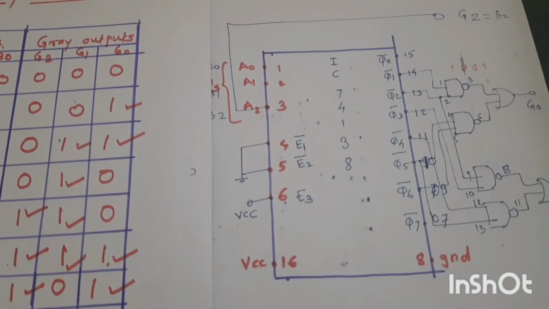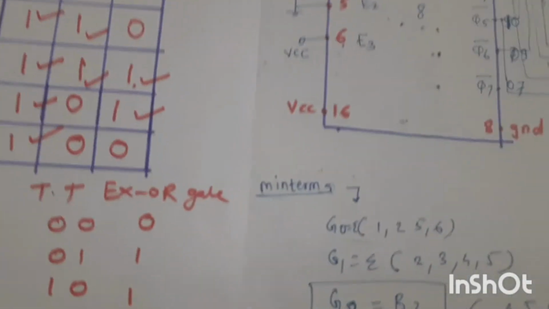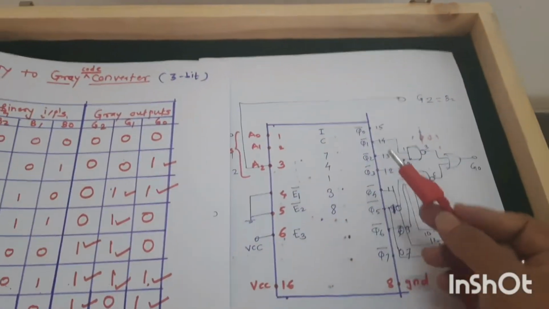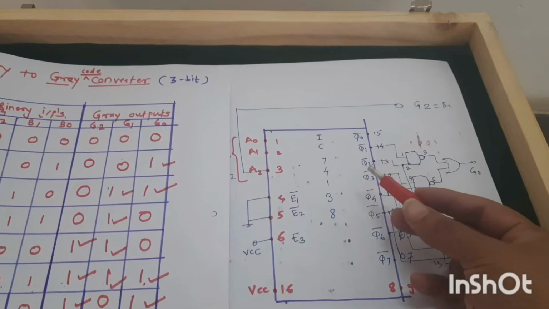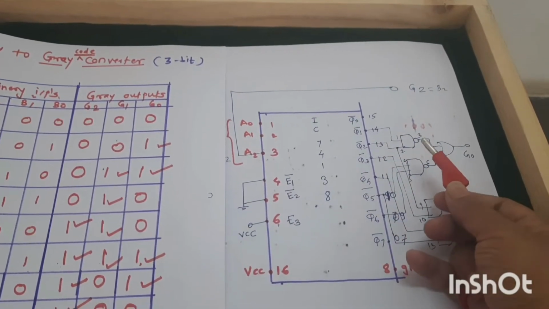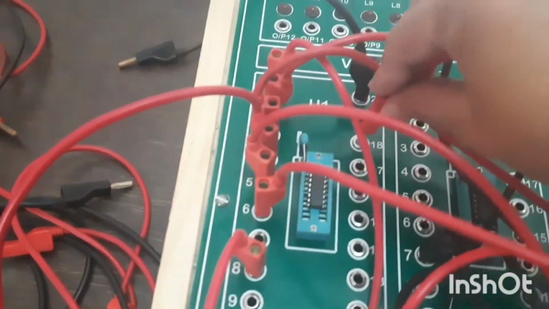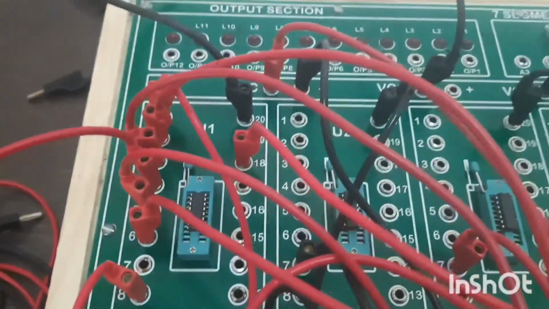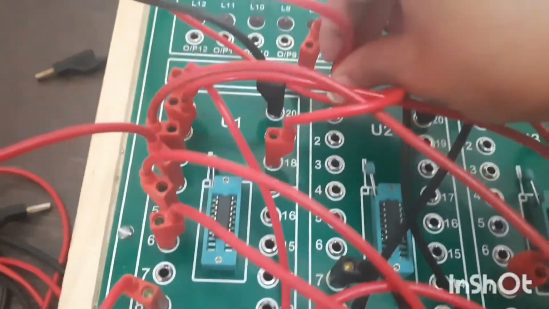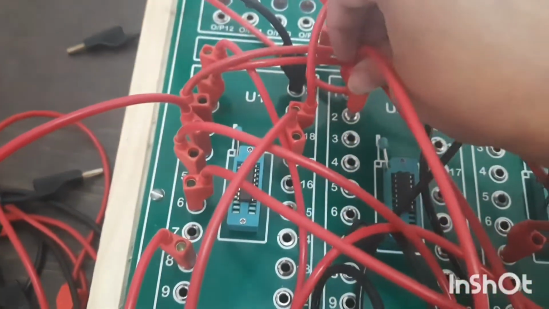Now we will connect the outputs, that is Q0, Q1, Q2. In the output, Q0 has no connection. From Q1 and Q2, pin number 14 and 13 are connected to the first NAND gate. Take pin number 14, connected to the NAND gate IC's pin number 1. Take pin number 13, connected to the NAND gate IC's pin number 2.